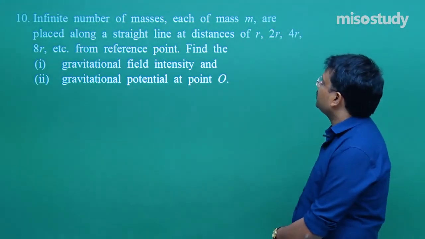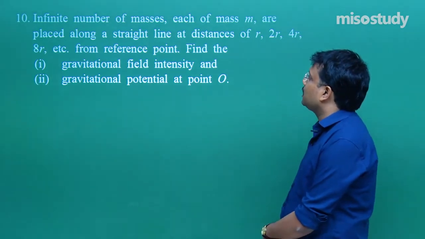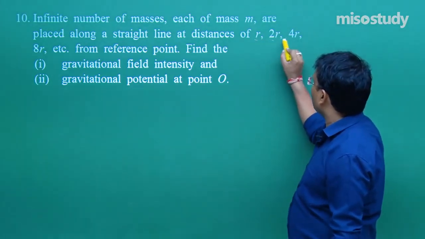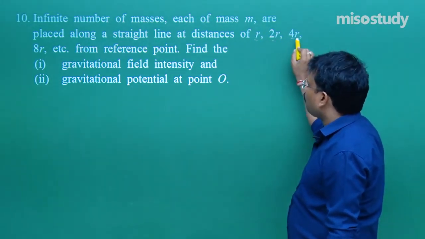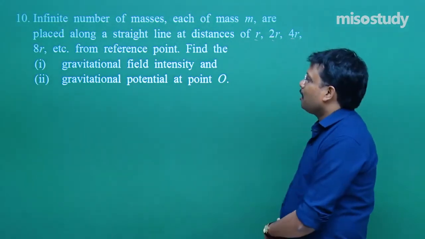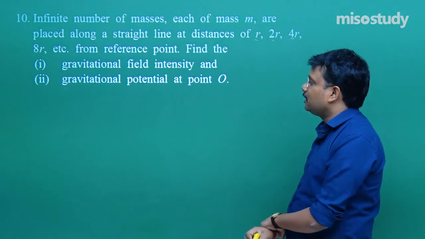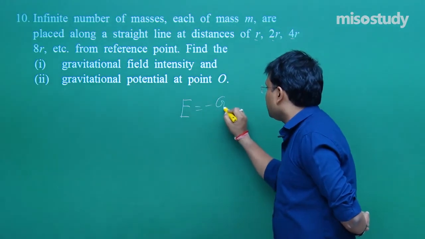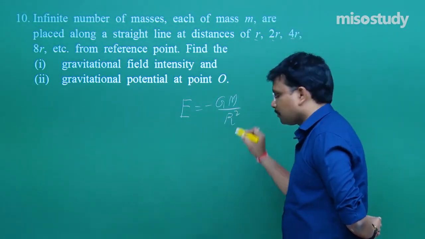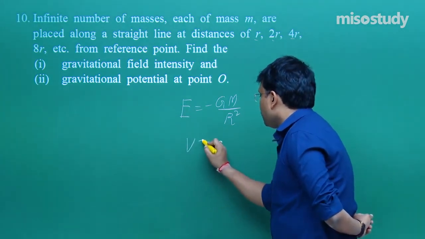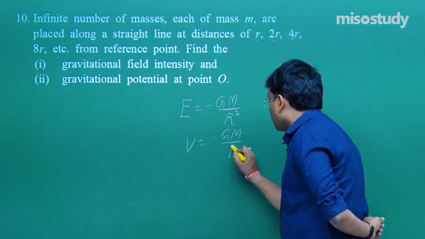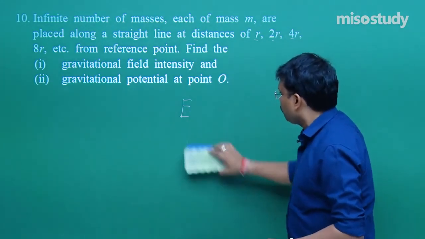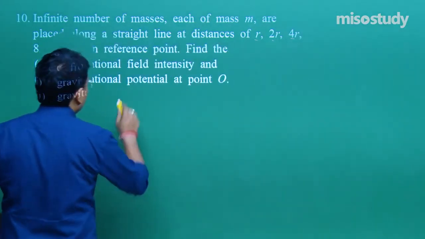Infinite number of masses, each of mass m, are placed along a straight line at distances r, 2r, 4r, 8r, etc. A specific series is forming: 1, 2, 4, 8, 16 and so on. From the reference point, find the gravitational field intensity. The gravitational field intensity E is equal to −GM/r² and the gravitational potential V is equal to −GM/r. So, basically once you start putting the values, what will you get? Say for example, the first one.